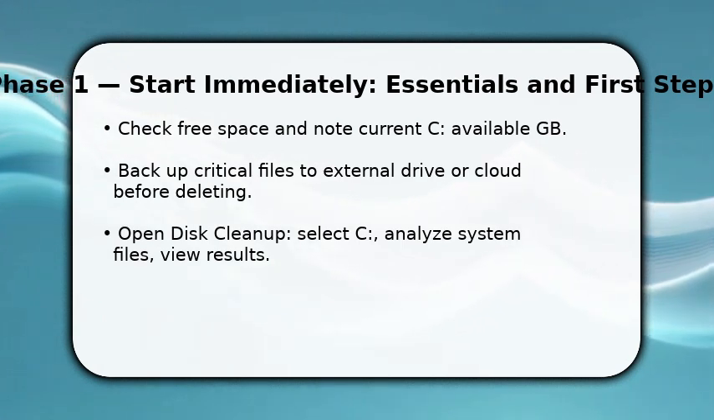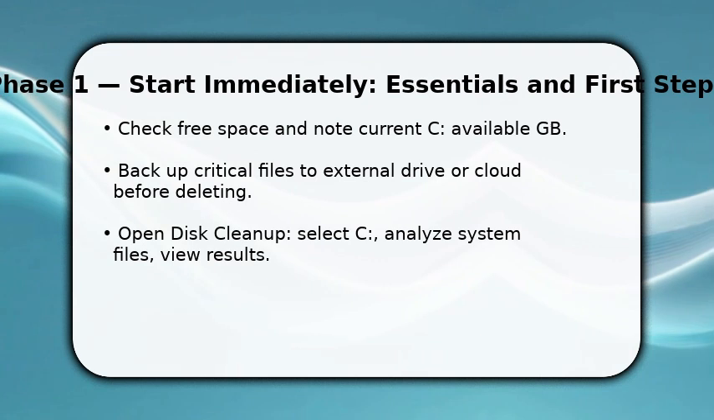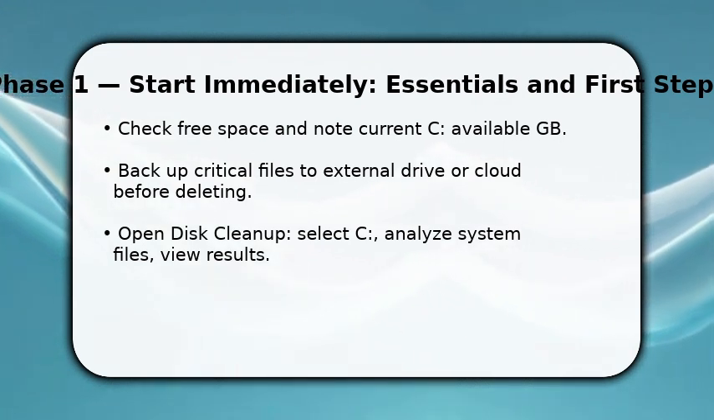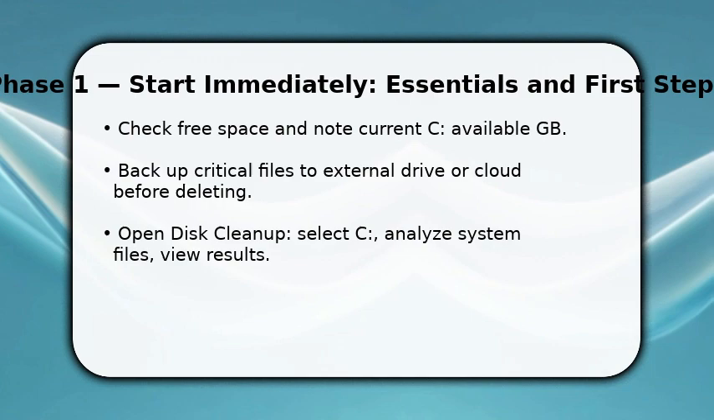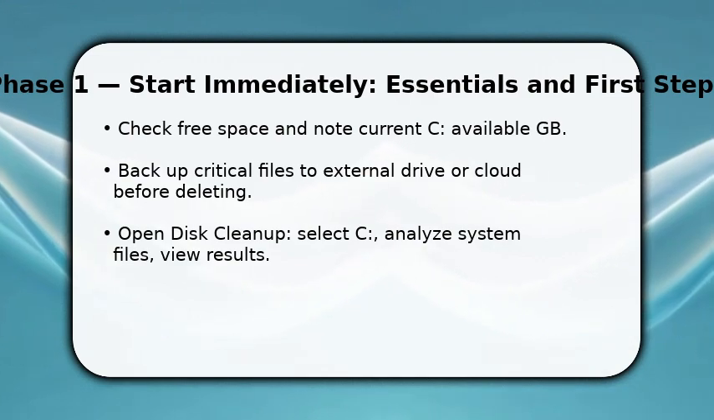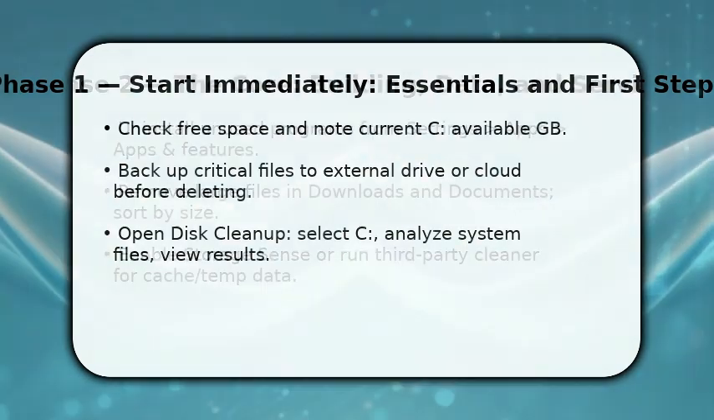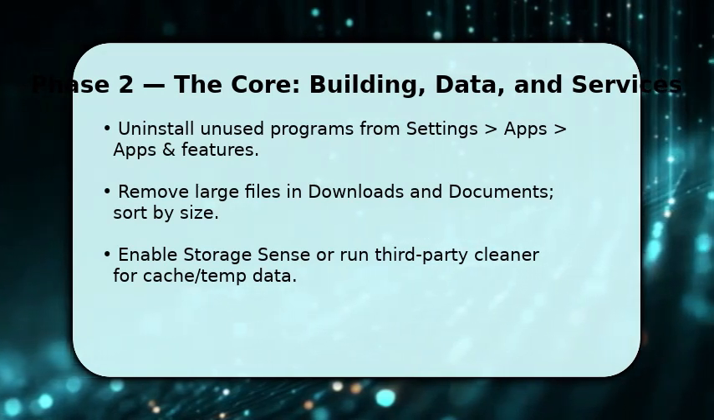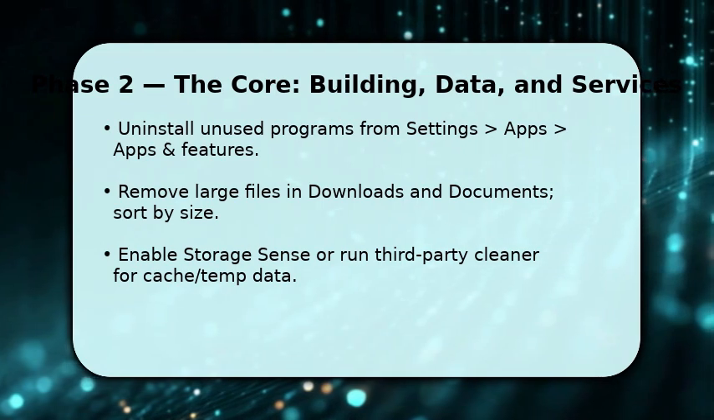You delete safe categories first, temporary files and recycle bin, because they free space quickly and reduce risk while you prepare deeper actions. You now move into detailed removal. Open Settings, go to Apps and Features, and uninstall programs you no longer use. This reclaims large folders and registry entries.